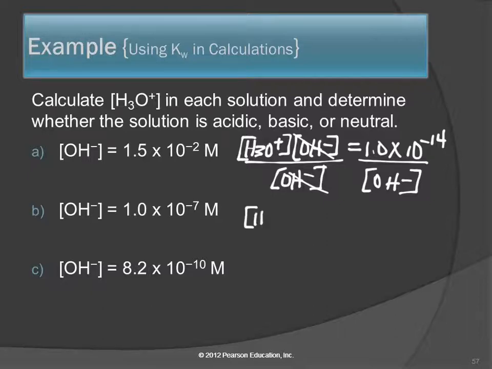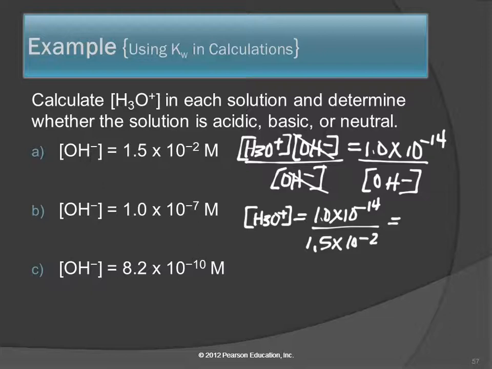Then the hydronium ion concentration equals 1.0 times 10 to the minus 14 divided by, in this instance, 1.5 times 10 to the minus 2. Those numbers are both in scientific notation, and your calculator is going to care a great deal that you enter them correctly, or it'll do funky things and give you the wrong answer. So remember to use that EE button or EXP button correctly.